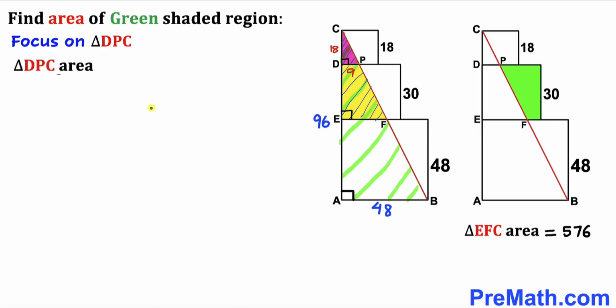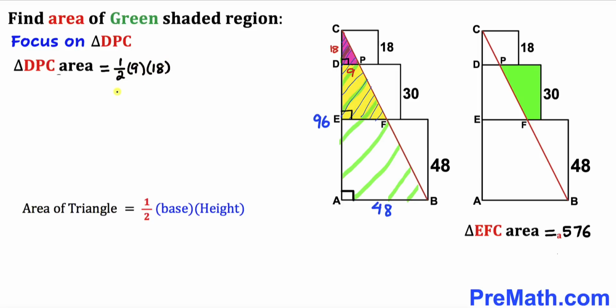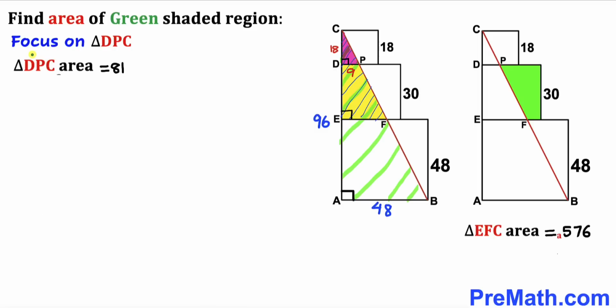And here's our next step. Let's calculate the area of this tiny triangle DPC. And here's our triangle area once again. Area equals a half times base times height. In our case, our base is 9 and our height is 18. So let's fill in the blanks. So area of this triangle DPC is going to be a half times 9 times 18. And if we simplify this, that is going to give us 81. So thus the area of this triangle DPC turns out to be 81.